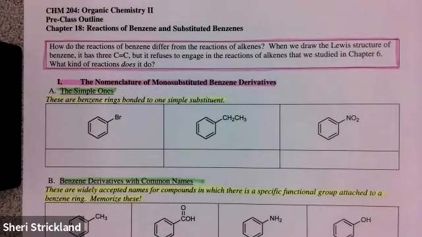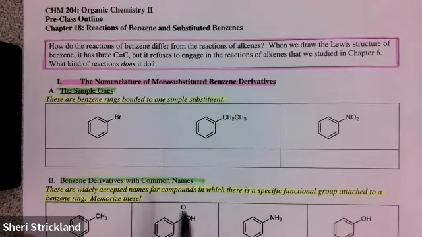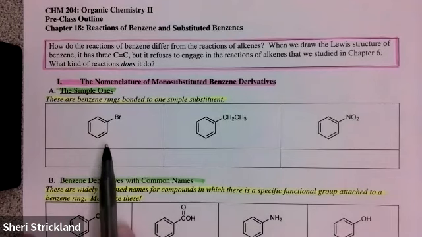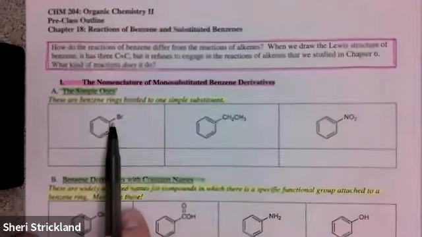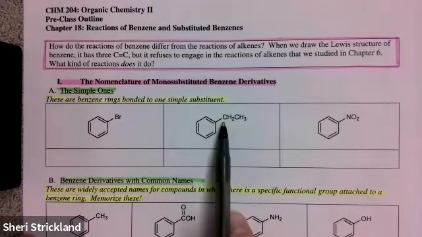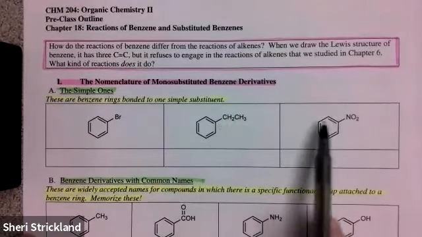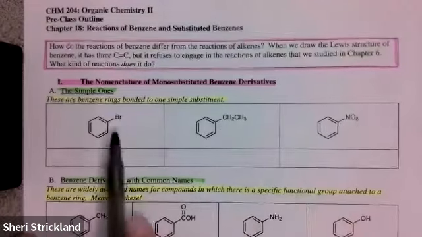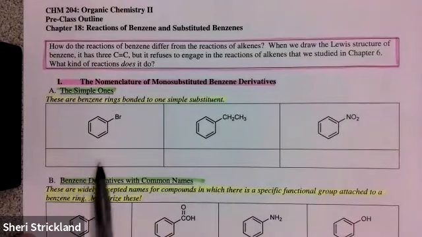But for right now, we're going to talk about what you call these things. A lot of them have common names. There are some systematic names. And so we're going to talk about a little bit of each. So if you have a benzene ring bonded to one simple substituent, a halogen, an alkyl group that is not a methyl group, or a nitro group, then they're named with the substituent and then the word benzene.